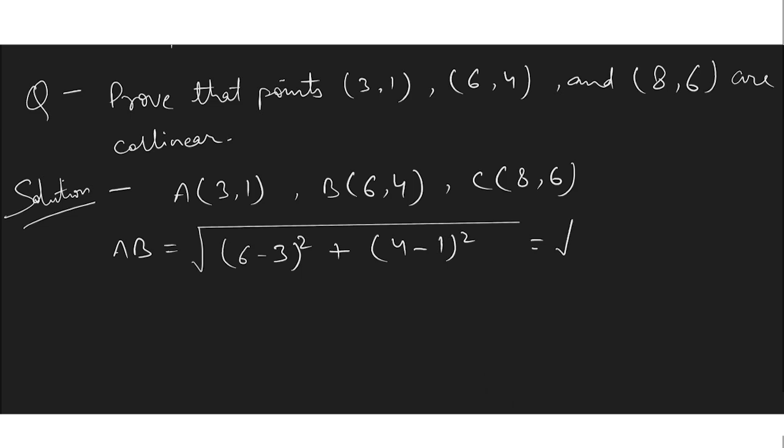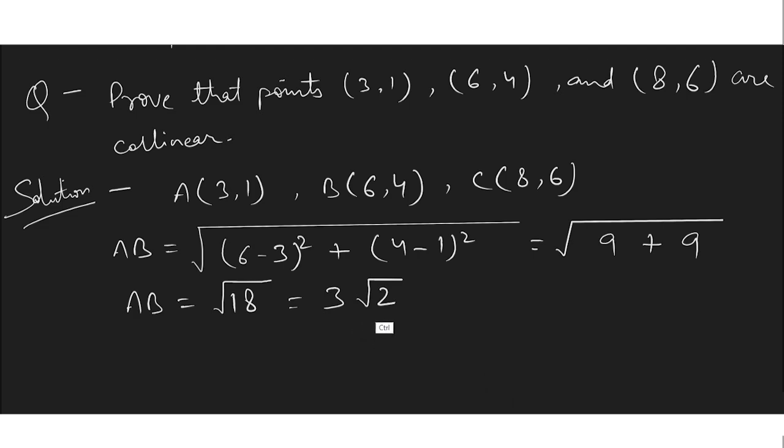is equal to square root of 6 minus 3 is 3. Its square is 9 plus 4 minus 1 is 3. Its square is again 9. So AB is equal to square root of 18, or we can say 3 root 2. Let us see how we have arrived at this 3 root 2.